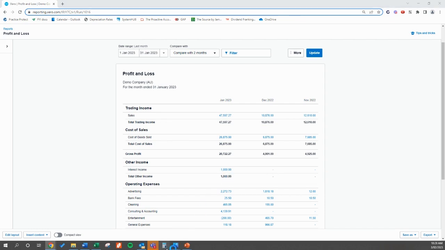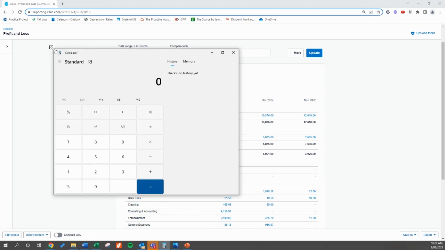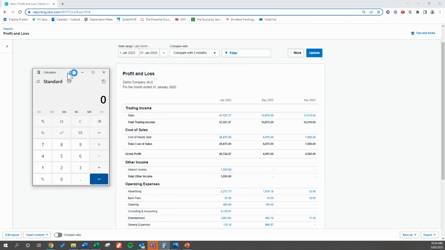So I'm going to open up my calculator and make this a little bit smaller for us to look at. As you can see, Xero actually already calculates our gross profit. This is our total sales less our cost of goods sold, which gives us our gross profit. So this is the profit we're actually earning on the products or services that we're selling. I'm going to go back to November and calculate our gross profit margin.